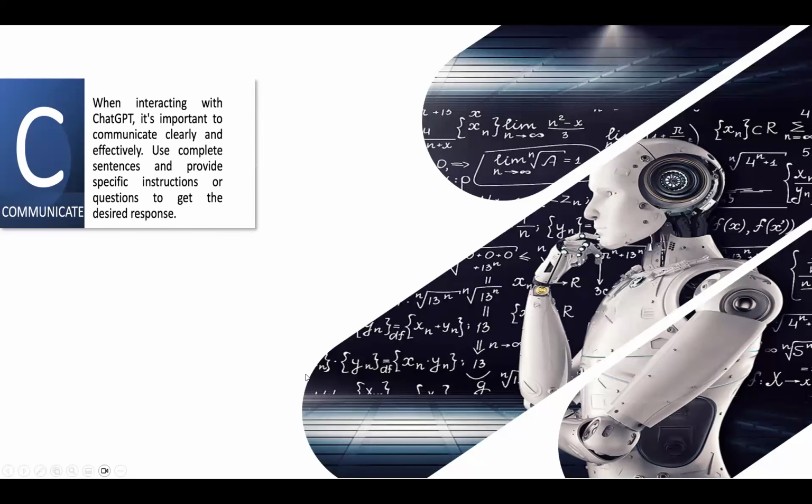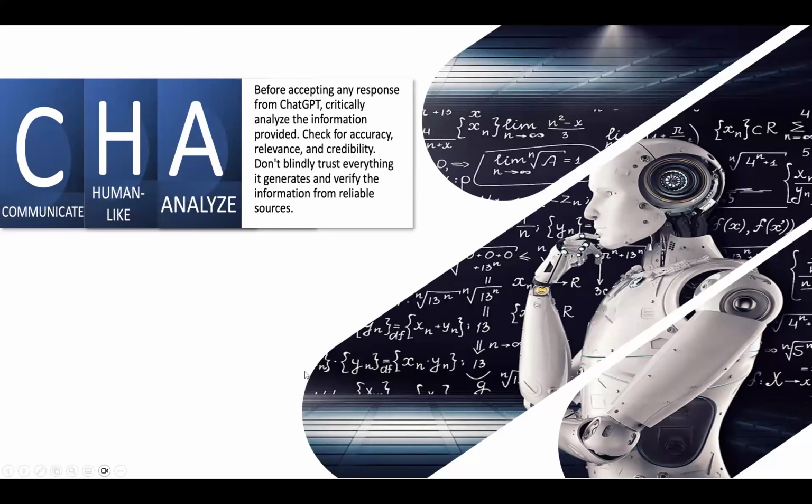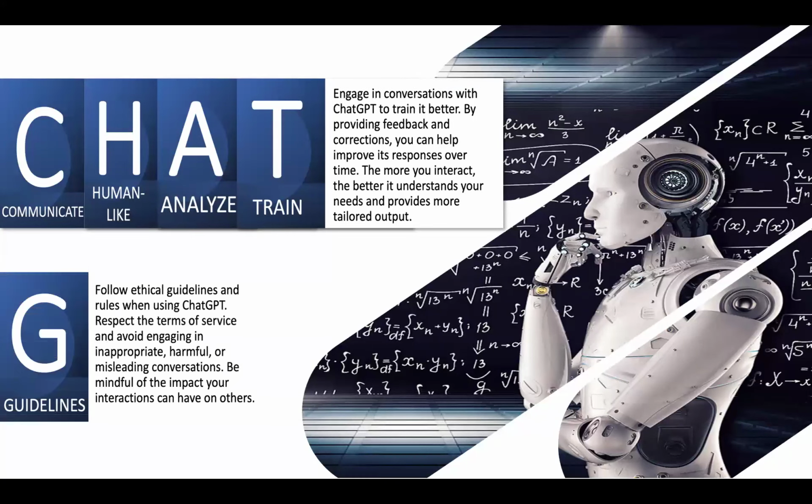Really, in summary, again, communicate well and be specific. You're going to get a human-like response. Make sure that you analyze that response before actually using it or posting it or using it in the classroom. Train your ChatGPT, have that relationship. Make sure that you're providing it the necessary feedback, whether you like the response or not, so that it can enhance it.